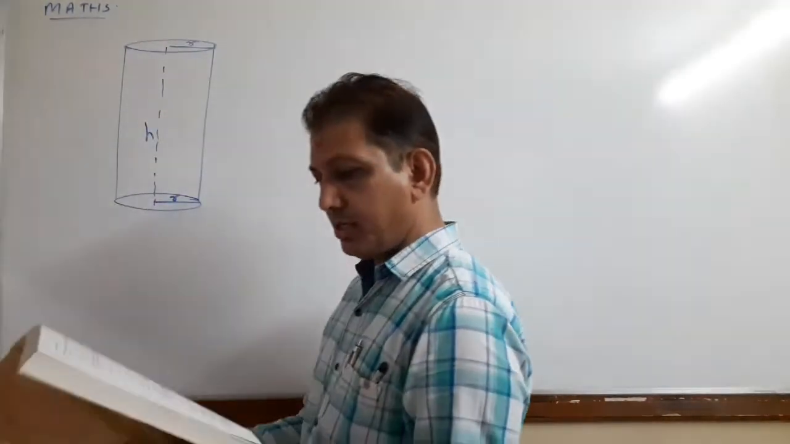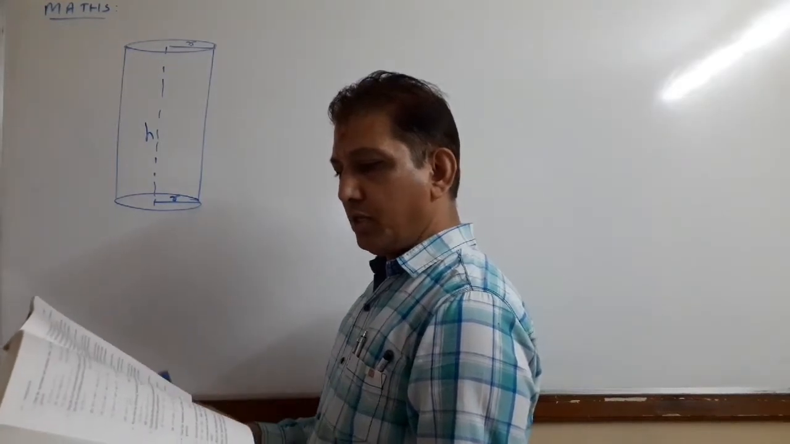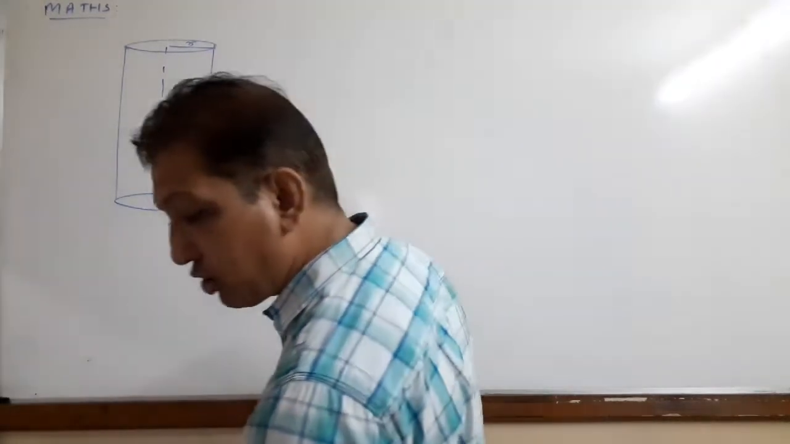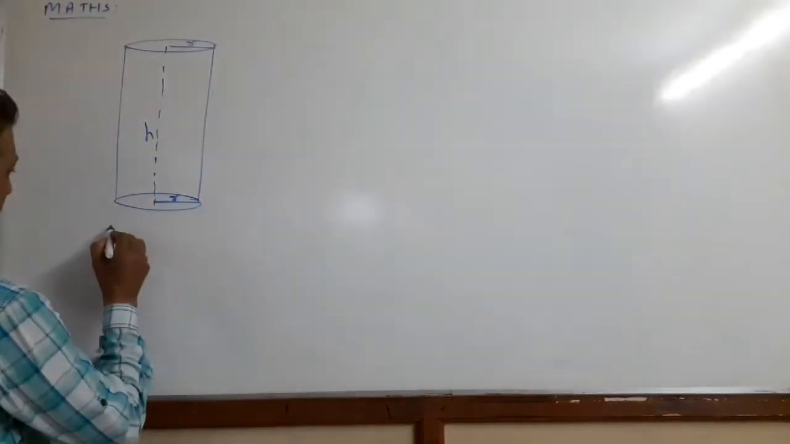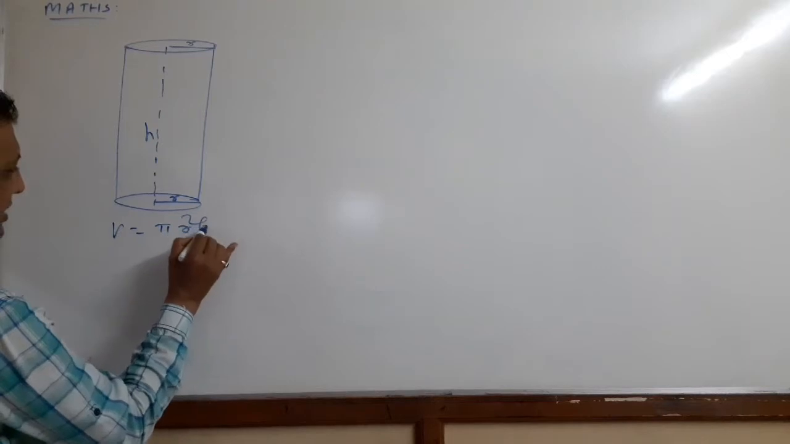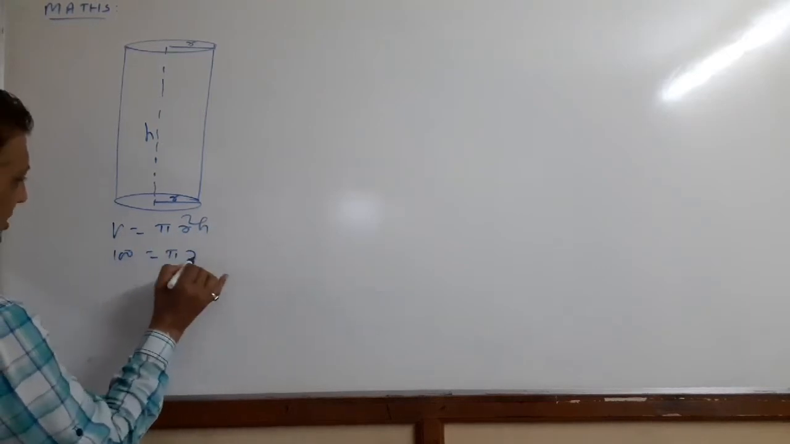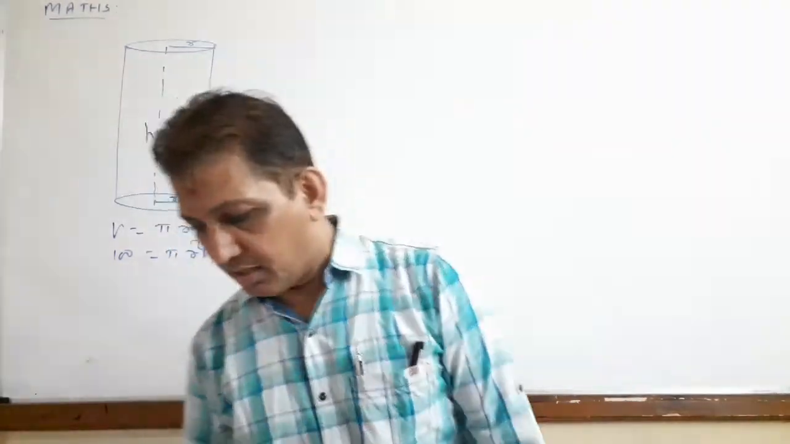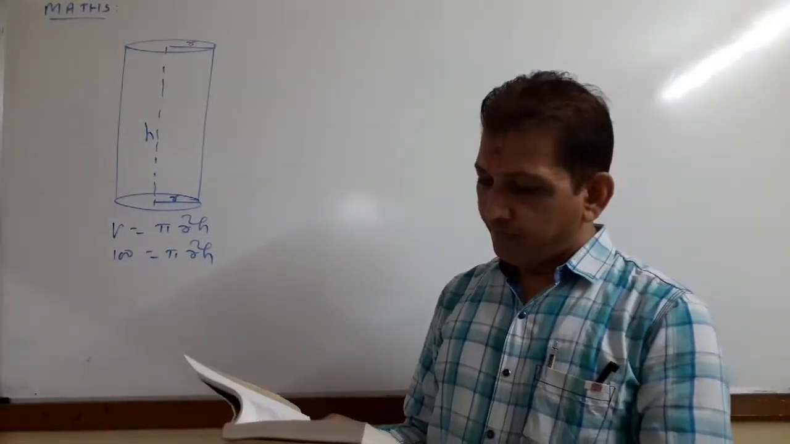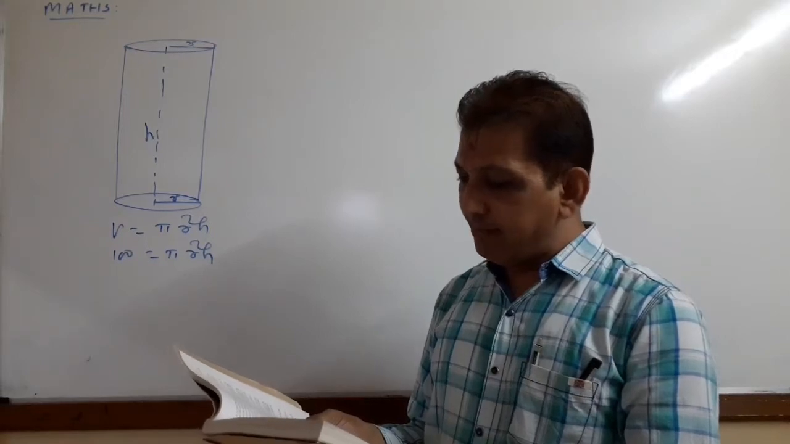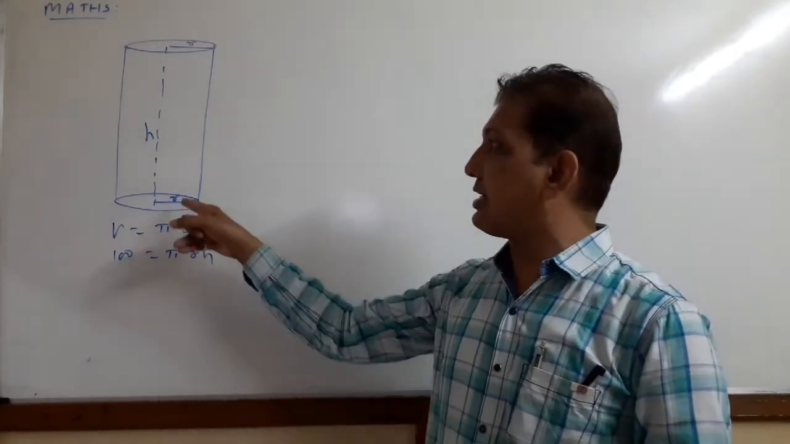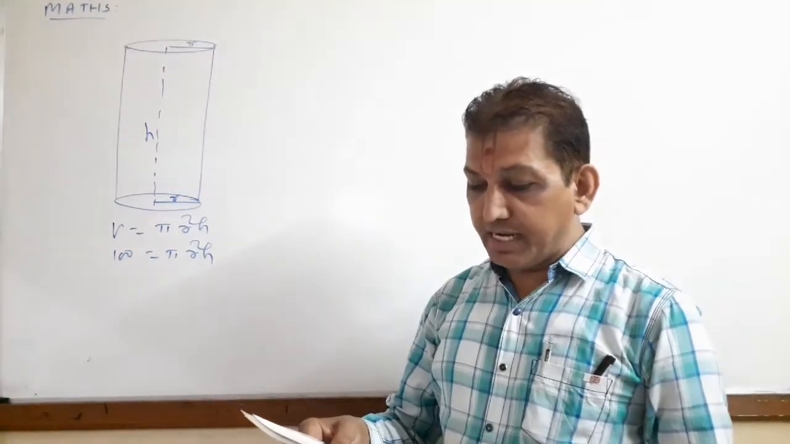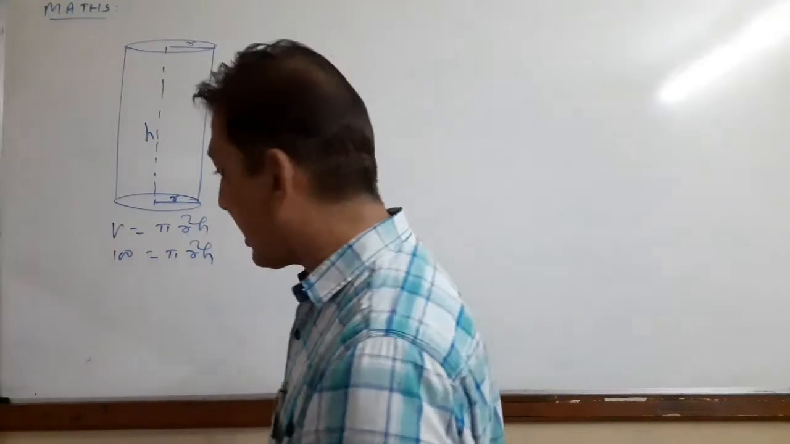Read your question. 21. Of all the closed cylindrical right circular cans of a given volume, volume is 100 cubic centimeter. Volume is given. Volume equal to pi r square h, 100 is given. Now we decide the subject, whichever the variable. Find the dimension of the can, that is radius and height. We find the dimension of the can which has the minimum surface area.